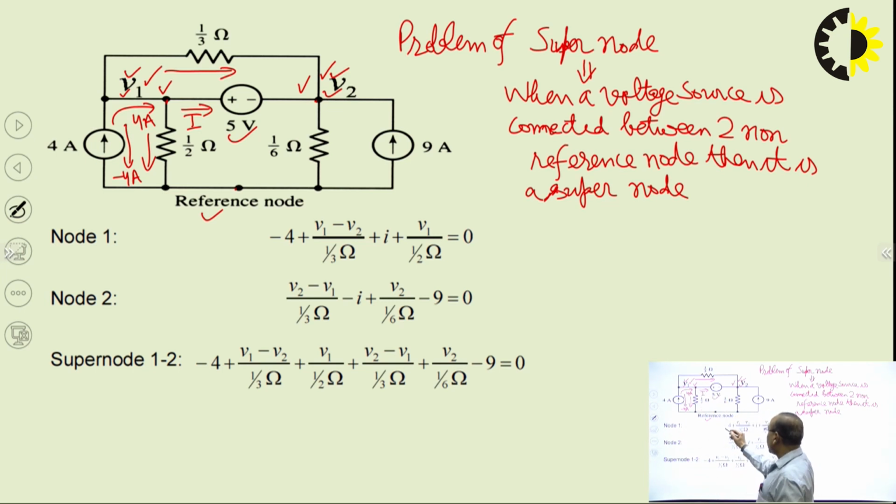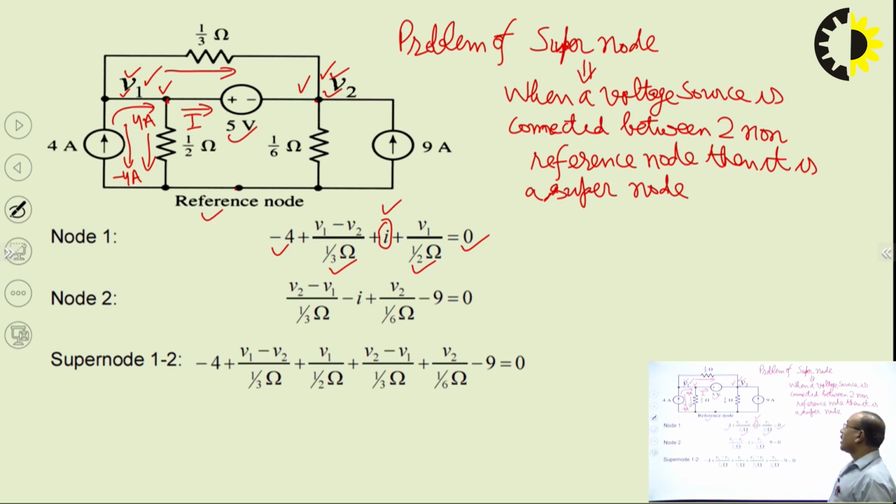So minus 4 is the outgoing current, then V1 upon 1/2, that is again an outgoing current, then (V1 minus V2) upon 1/3, that is again an outgoing current, and this current, suppose I, this one that we assumed, is equal to 0, since all these 4 currents are leaving this node, we have taken them as outgoing currents.